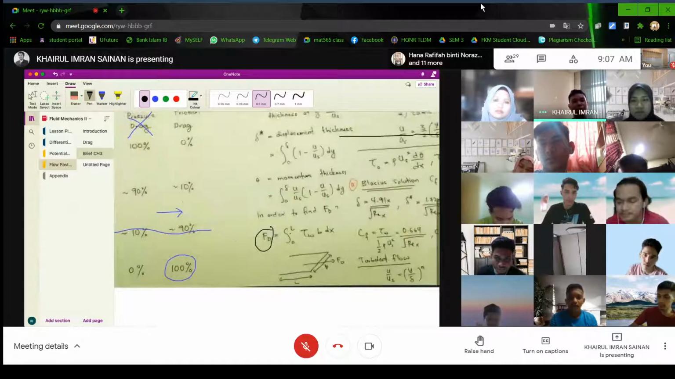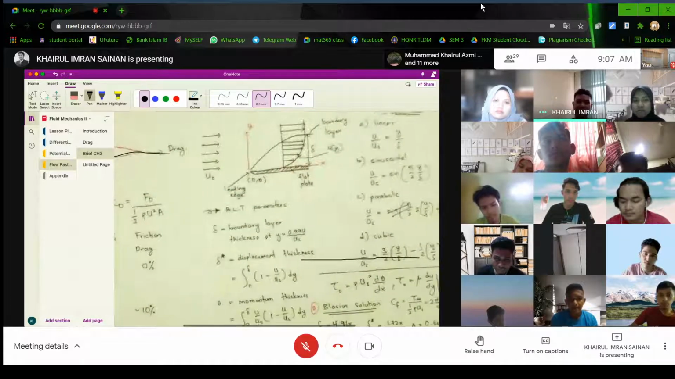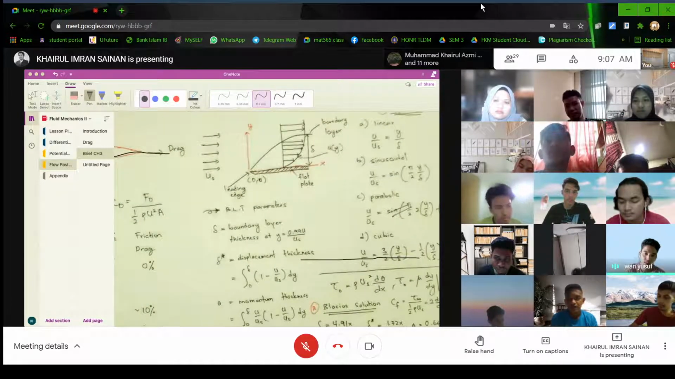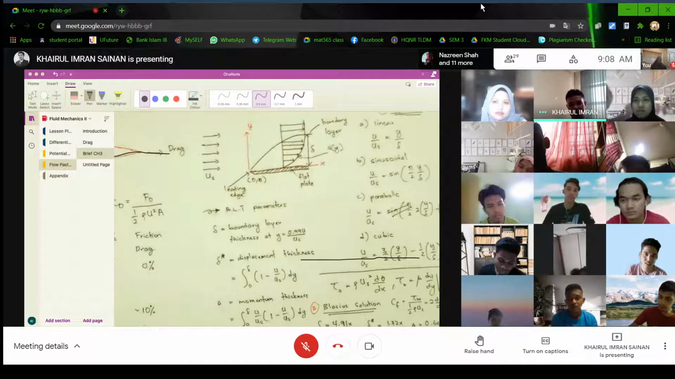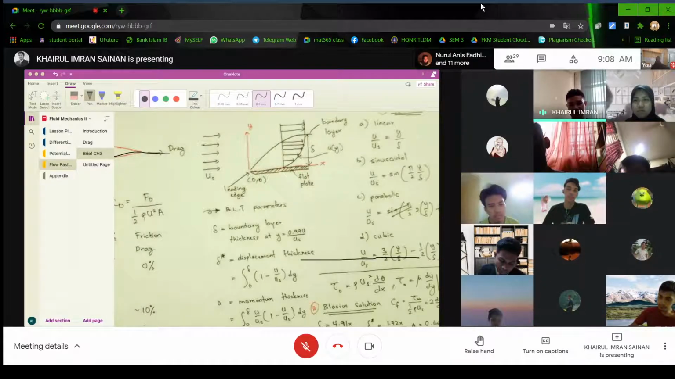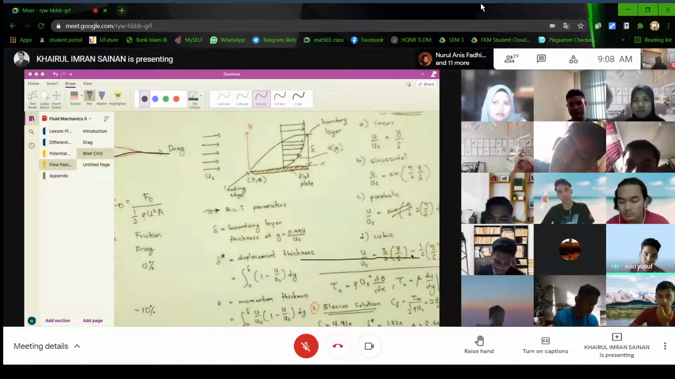One Yusuf, why can we only determine drag for a flat plate? Because it's just flat. Yeah, very good answer. Correct. Because it's only a plate. Okay, drag due to friction. Clear, Yusuf? Yes, sir. Clear, sir.